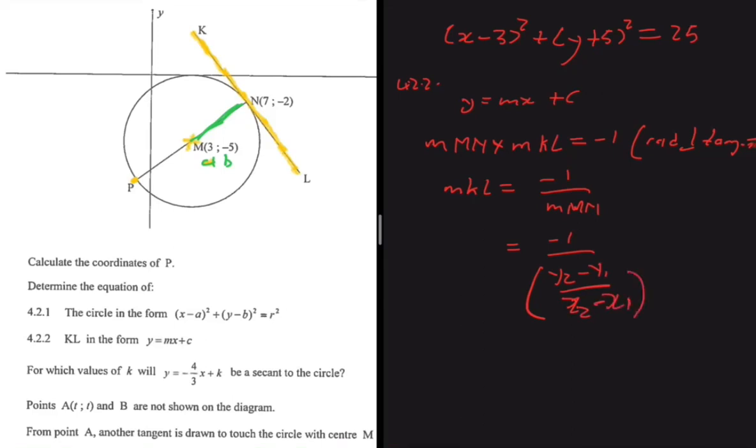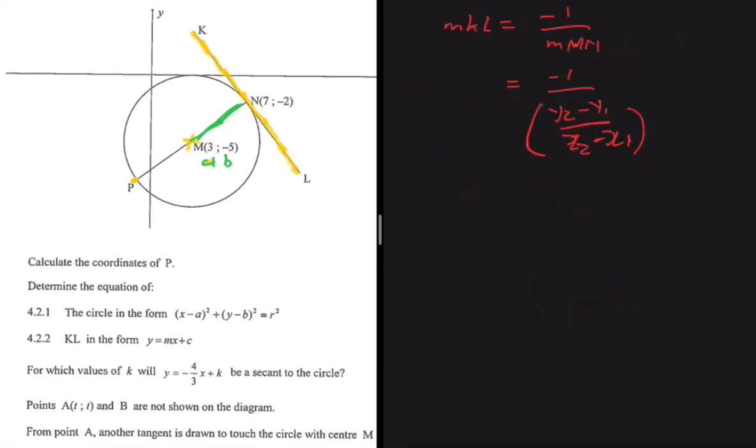Obviously you can do this separately. You can calculate the gradient of MN separately, right? But then I'm just going to put it all in at once and see what happens. So doing that, minus 1 divided by y2, so let's take N as the second coordinate, right? So that will be minus 2 minus 5, so that will be plus 5, and then divided by x2, so we have 7 minus 3, right?